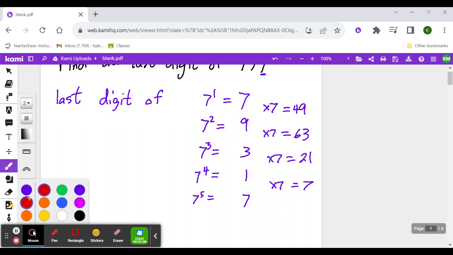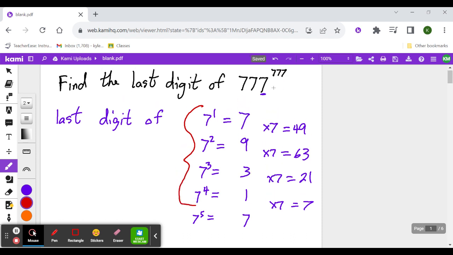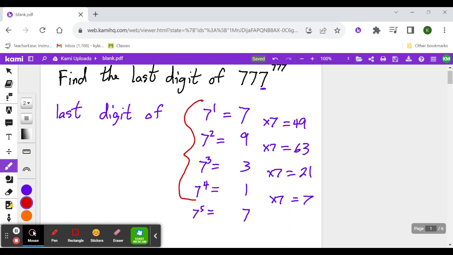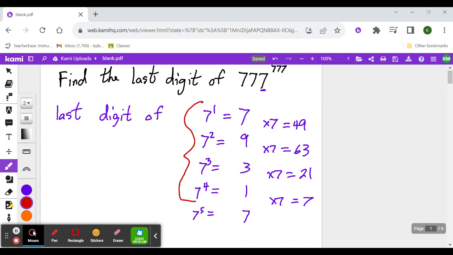So really, there are only 4 options of what the last digit of this giant power could be. Right, here's how we're going to figure it out. Since there are 4 options, we're going to take this exponent, 777. We're going to divide it by 4 and see what the remainder is, and that's going to tell us which of these 4 options it lands on, and we'll know what the last digit of the number is.